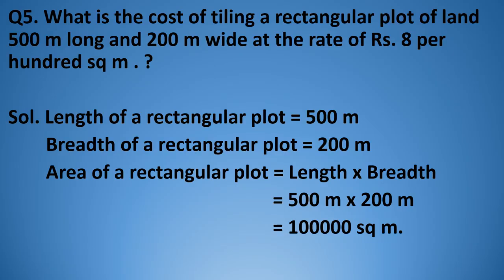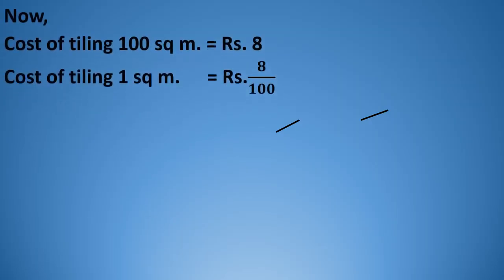Now it is given in the question that cost of tiling is rupees 8 per 100 square meter. It is not only per meter, per 100 square meter. So cost of tiling 100 square meter is rupees 8. Now find out the cost of tiling per 1 meter. It is 8 upon 100. We are applying the unitary method here. First of all, we will find out the cost of 1 and then we will find out the cost of the required area.